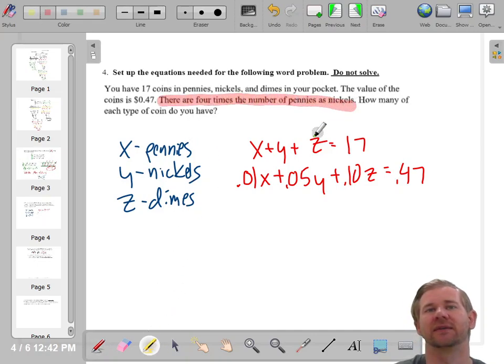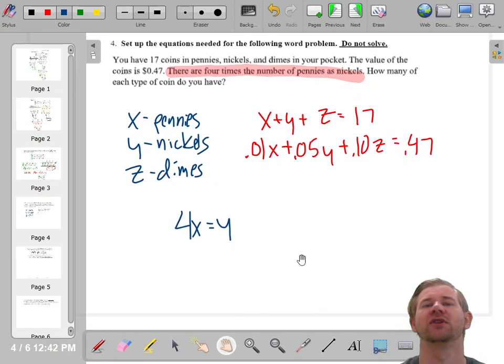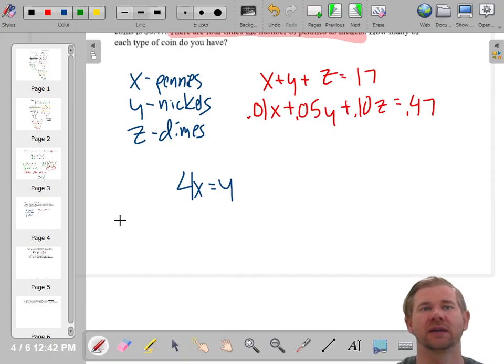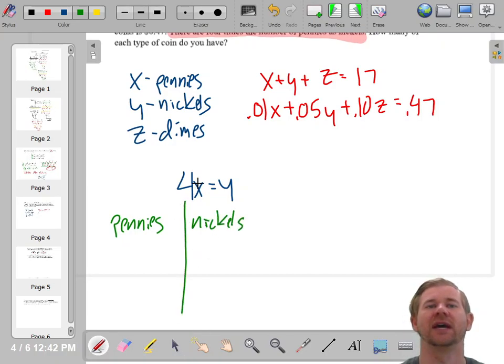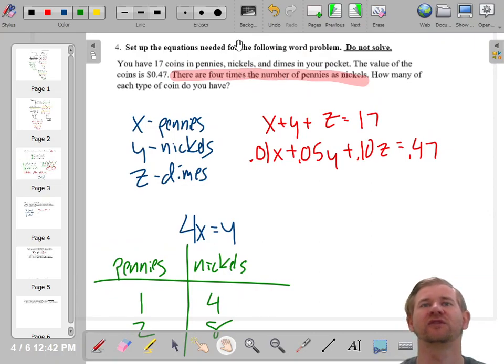This is the one that's going to get you, okay? And here's why. People are going to do this. They're going to say there are 4 times as many pennies as nickels. So you say 4 times the number of pennies equals nickels. Now let me show you why that's not true, okay? If x is pennies and y is nickels, I want you to plug in, you have 1 penny, you will have 4 nickels. 2 pennies, you will have 8 nickels. That's backwards. There's 4 times as many pennies as there are nickels.